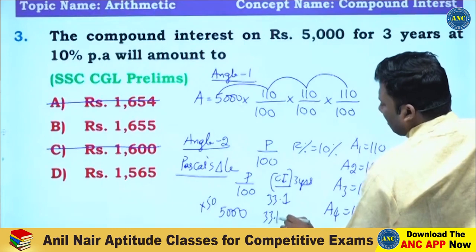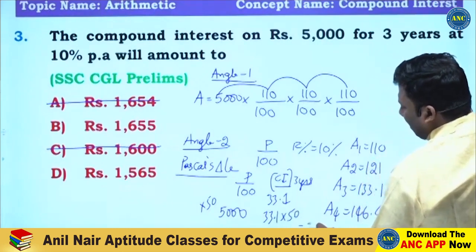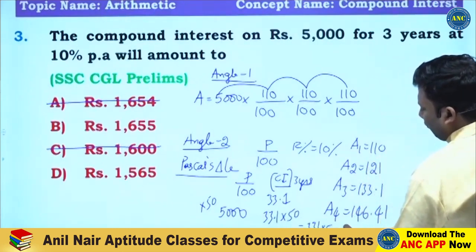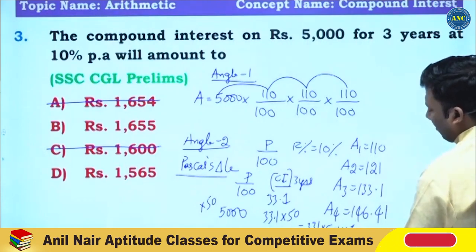The answer is 33.1 into 50, which is 331 into 5, which is 1655.